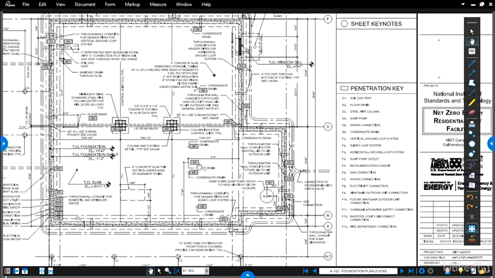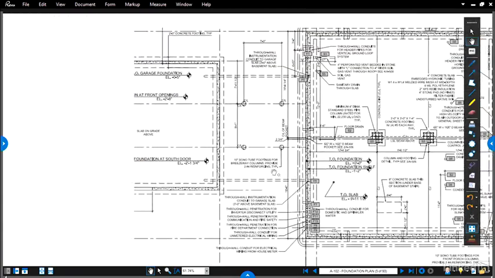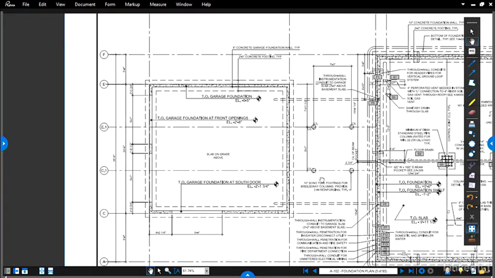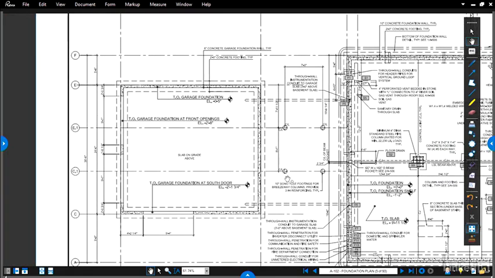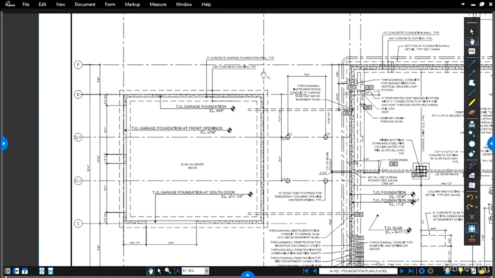Let's go ahead and zoom back out and scroll over so we have our garage in view. There's just a little bit less information on the garage here, so it's a little cleaner as we continue to look at some of the line types. So again, this is the foundation for the garage, and I have here a solid line with some shading in it that goes around the perimeter of the garage.